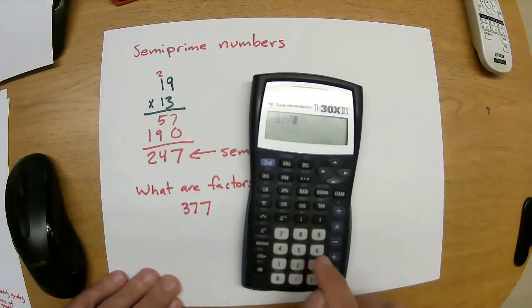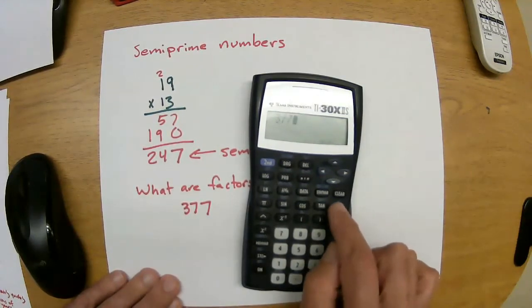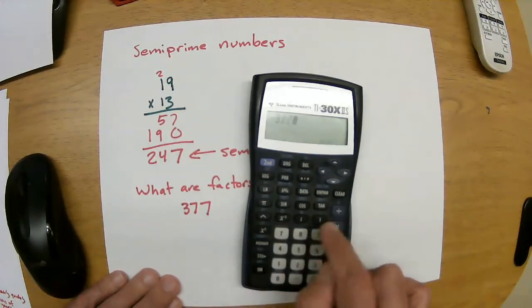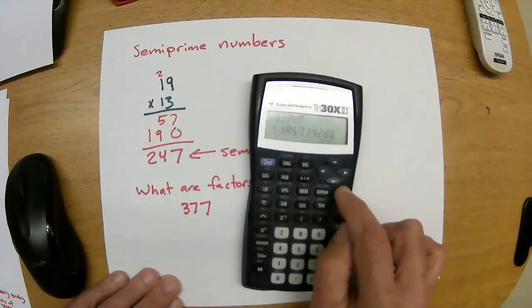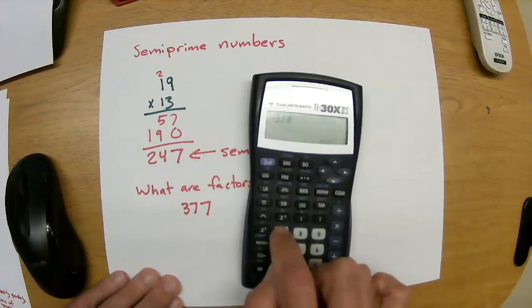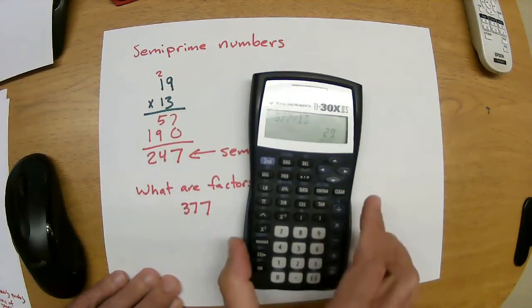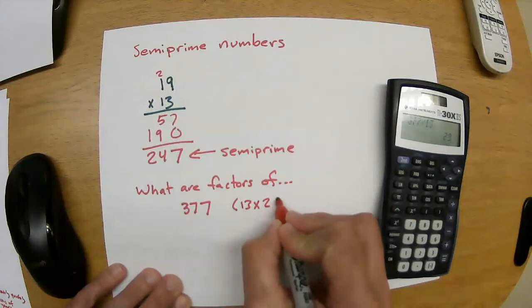So I can say 377, and, well, it's not going to divide by 2 because it doesn't end with an even number, it's not even. But I'll divide it by 3, and nope, that doesn't go evenly. I'll do 377 divided by 5, 75.4, so nope. 377 divided by 7. Okay, and I'm not going to check 9 because I know it's not divisible by 3. So I'll do 377 divided by 11, and it still doesn't come out even. And so 377 divided by 13, and it's 29. So now I know that this is 13 times 29.